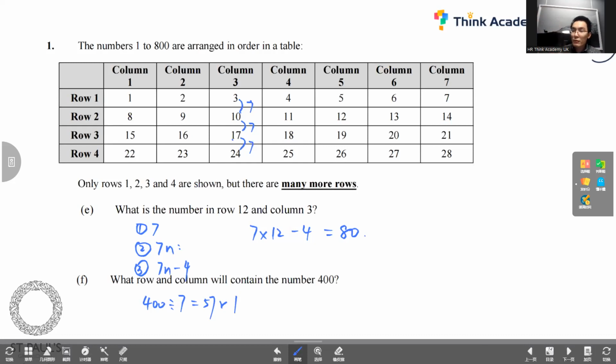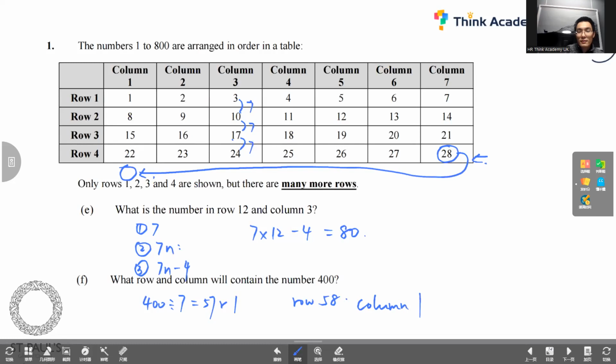Okay, if we have no remainder, everyone, we will be stopping at the last number of row number 57. But we have another remainder, meaning we need to go 1 further. That brings us to the next row, which is row number 58, and at this position over here, column 1.